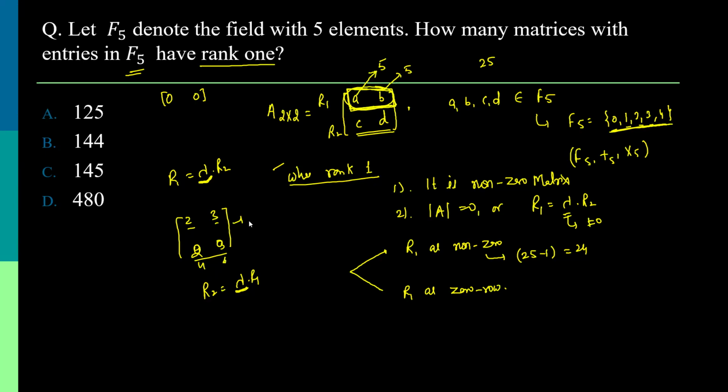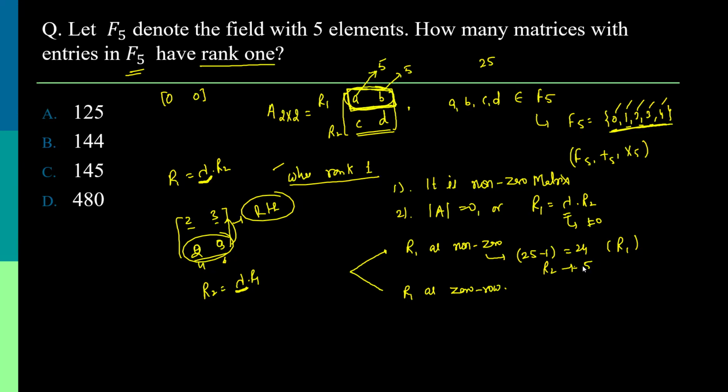Okay. And in all these cases, rank is 1. Yes, because the second row is dependent on the first row. So in this case, R2 will have how many choices? 1, 2, 3, 4, 5. The multiple can be taken as 5, 6, 7 also. But in F5, 5 is identical to 0, 6 is identical to 1, 7 is identical to 2. So after 4, the repetition comes out. So for R2, we do have 5 choices.